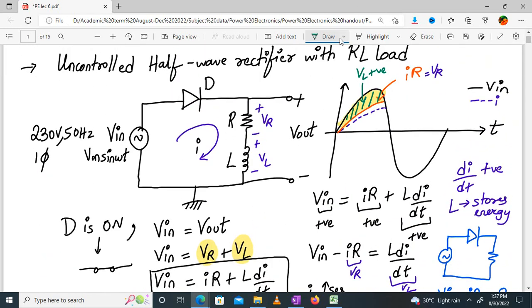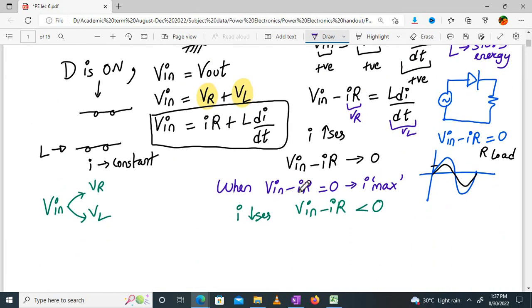Now what is happening after this? My current is reducing now. Why is current reducing? That also I will explain. Because as soon as V in minus IR becomes 0, the stored energy in the inductor will now try to return back the energy.